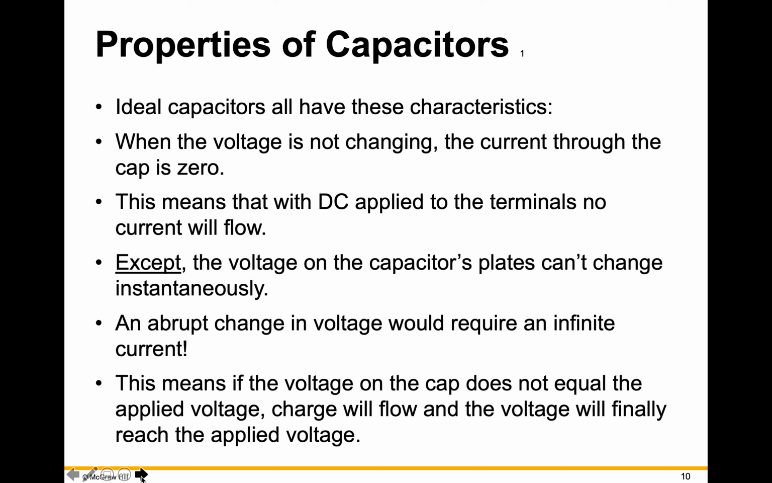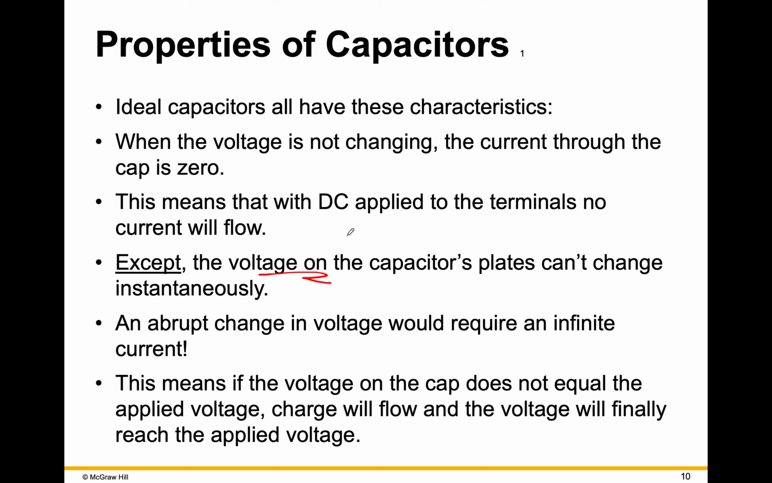nothing leaks, etc. So the other thing is the voltage on the capacitor plates can't change instantaneously. An abrupt change in voltage requires an infinite current. So if the voltage on the capacitor is not equal to the voltage that you apply, then basically charge is going to move until the voltage on the capacitor reaches the voltage that you apply. So we call this charging a capacitor. You typically will charge a capacitor using a resistor for this reason.